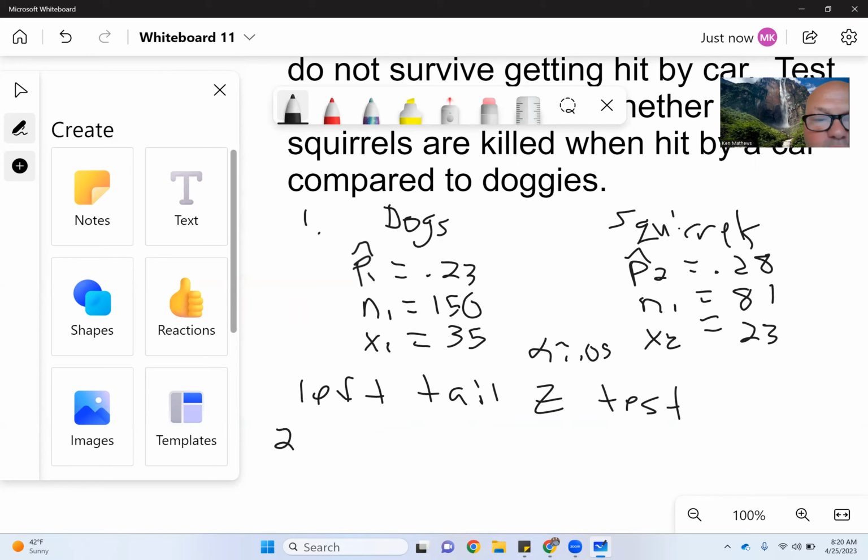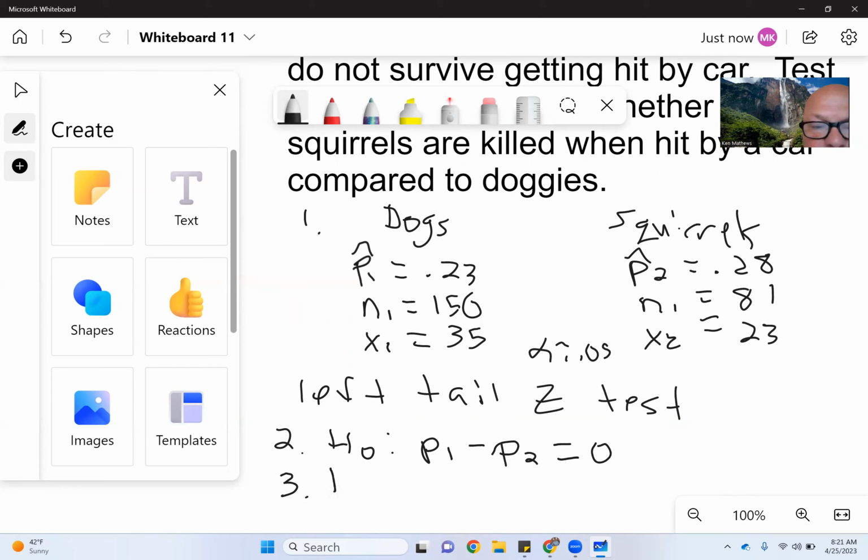Okay, so here we go. The null hypothesis is that the proportion of dogs that are killed when hit by cars minus the proportion of squirrels that are killed when hit by cars is equal to 0, because the null hypothesis is always equal.